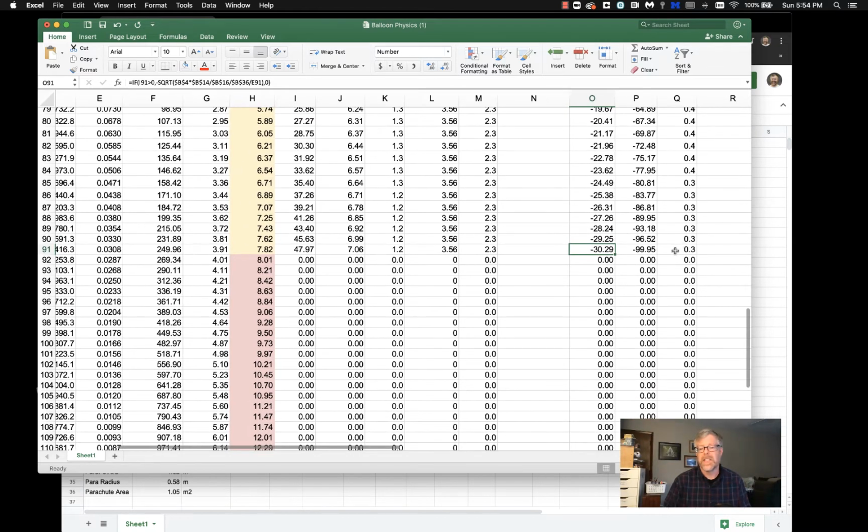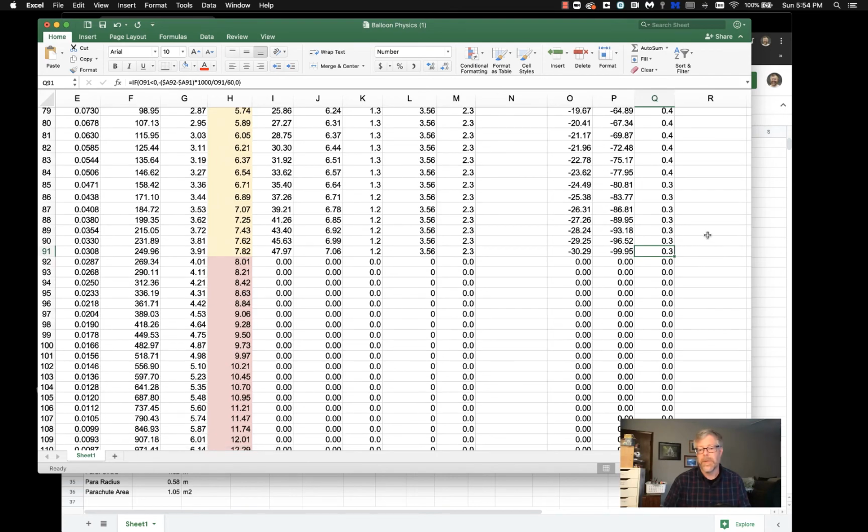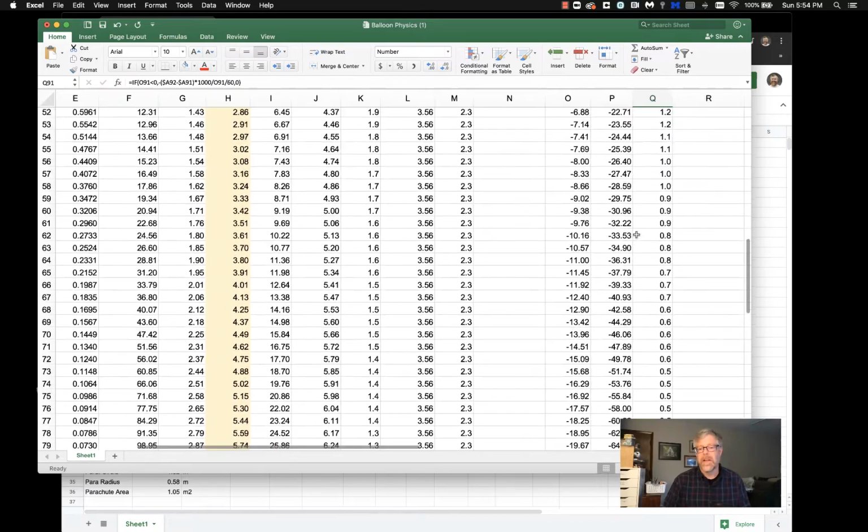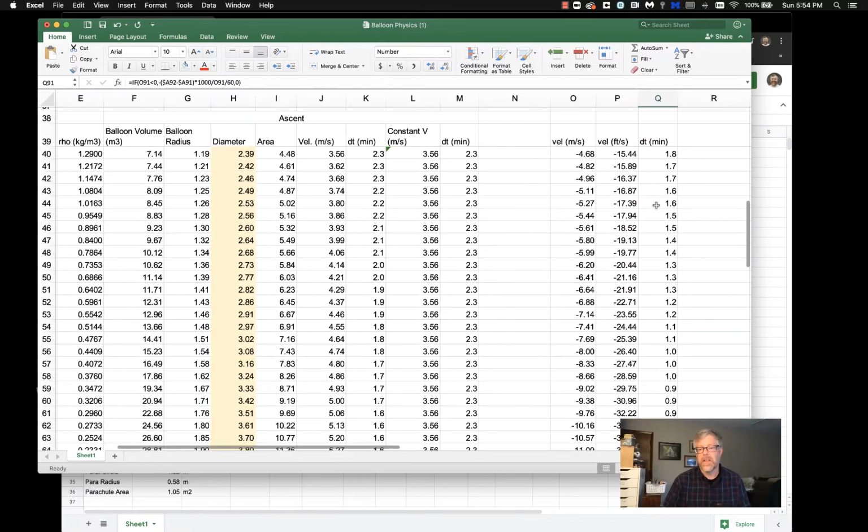And it only takes it about 0.3 minutes to go a half a kilometer. And you can see that it slows down as it's coming down, and it's taking longer and longer to go through those layers, and it ends at about 15.44 feet per second, which is roughly about what a person on a parachute hits the ground with.